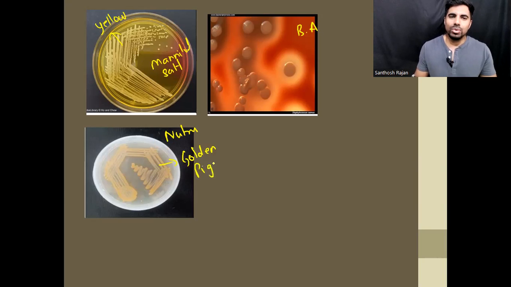Almost both are the same. You see, yellow or gold, they are the same. Okay, nutrient agar gives yellow color, golden pigment. Blood agar, what are you seeing? Pinhead. This is the pinhead, bigger. Because you have pinpoint also, that will be in Streptococcus pyogenes. Here, your pinhead colony.